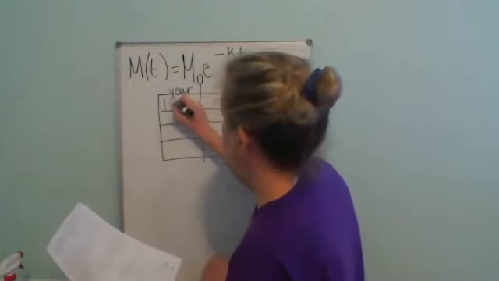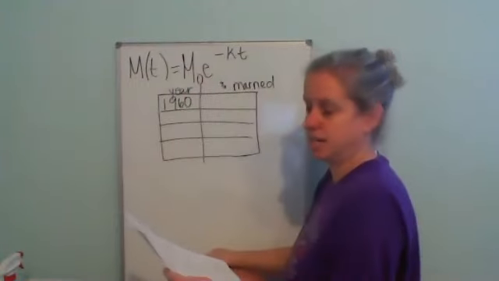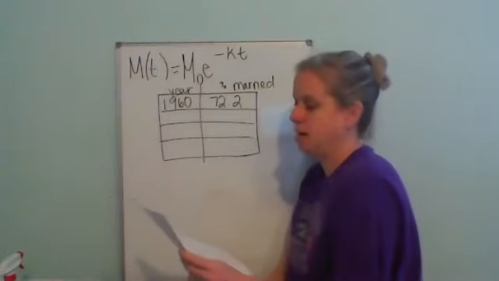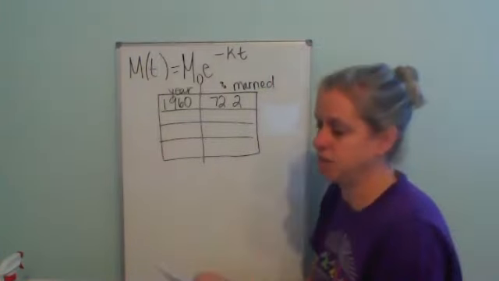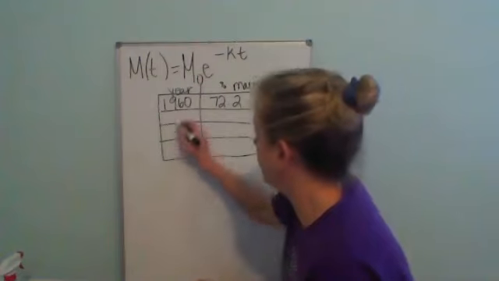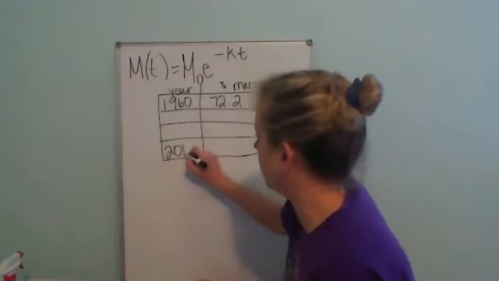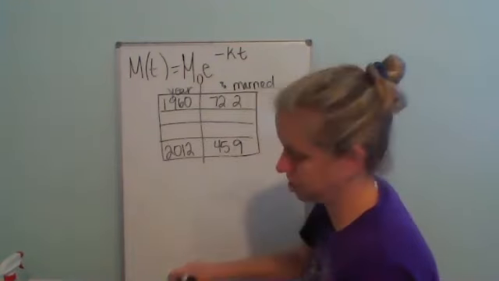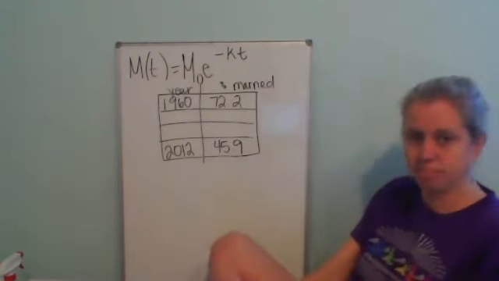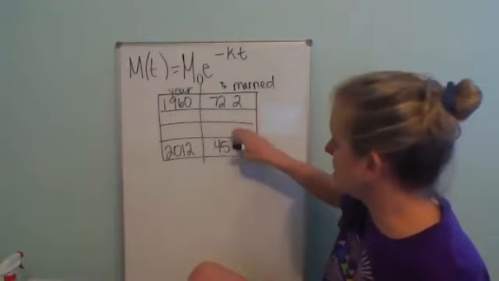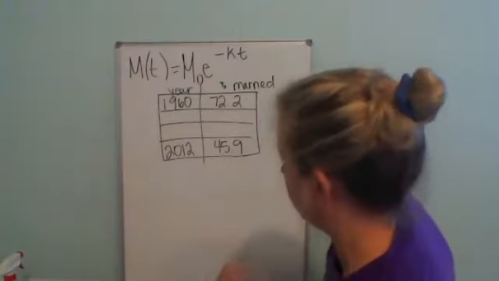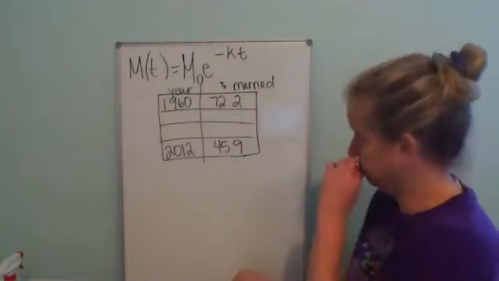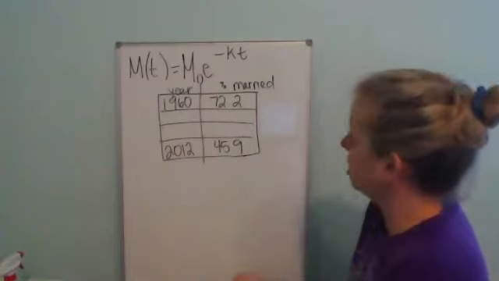So in 1960, it is saying there are 72.2 percent of adults who are married. Then I'm going to skip these, and then it says in 2012, there's only 45.9% of adults married. Okay, there's some other stuff in here, but these are what we need. So let's see if we can figure out what we know so far.